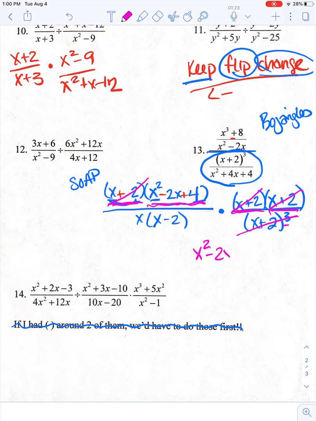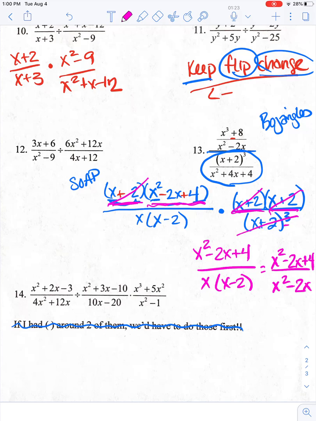So I have x squared minus 2x plus 4 over x times x minus 2. And remember, the bottom you could distribute. There's no reason to do that. But again, just remember at this stage we're looking at equivalent forms. So if you have this, but I have this in my answers, I need you to be super comfortable with the fact that they are the same thing.